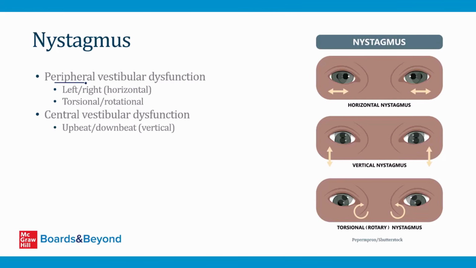So peripheral vestibular dysfunction refers to problems with the vestibular system in the inner ear. And when patients have this type of problem, they develop left-right, which is horizontal nystagmus, or torsional rotational nystagmus. On the other hand, central vestibular dysfunction is what happens when patients have brainstem strokes, for example, or tumors compressing the brainstem. And when this type of vestibular dysfunction occurs, that leads to upbeat, downbeat, or vertical nystagmus. And this information right here is very high yield to know. It often comes up in board questions. They describe the nystagmus, and they want you to know if that indicates a peripheral or central problem.